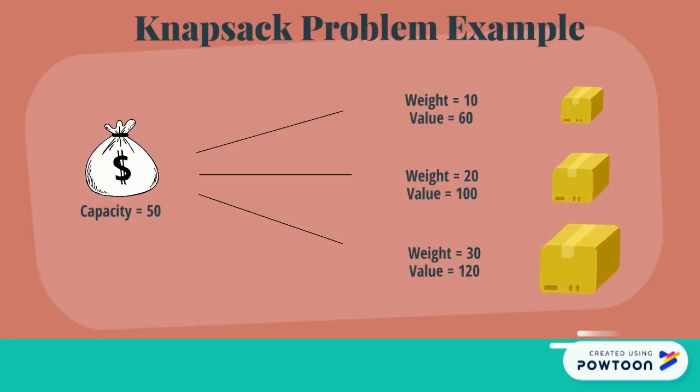Our goal is to completely fill the knapsack so that the capacity will be 0, but we also need to make sure that the highest value possible is achieved. So we have to figure out a combination of these three items to fill the knapsack. We can solve this problem using brute force, but in terms of computing, it is not the most efficient solution.